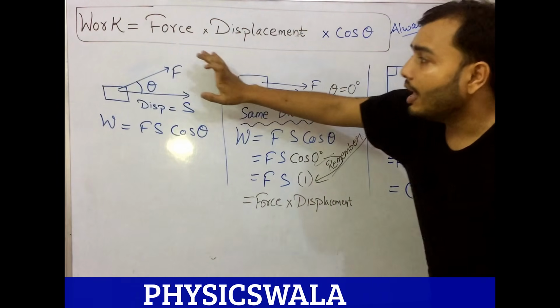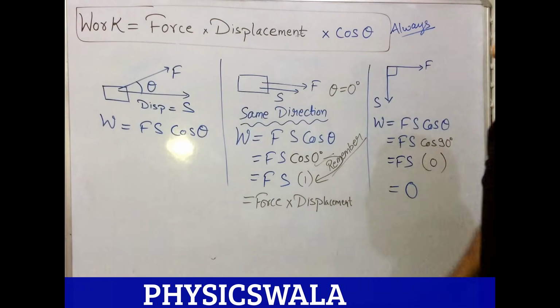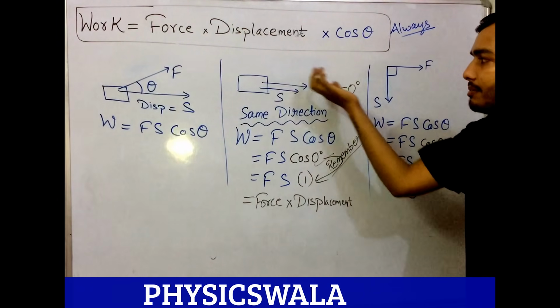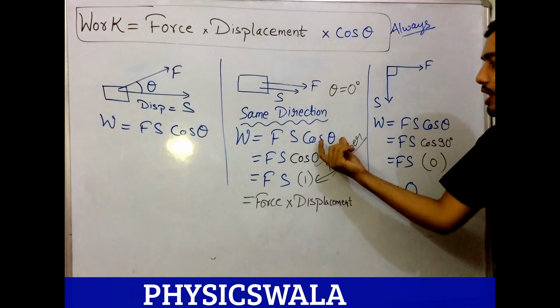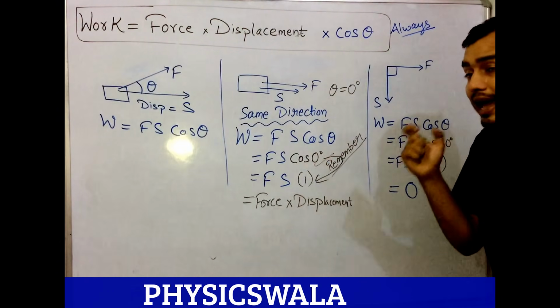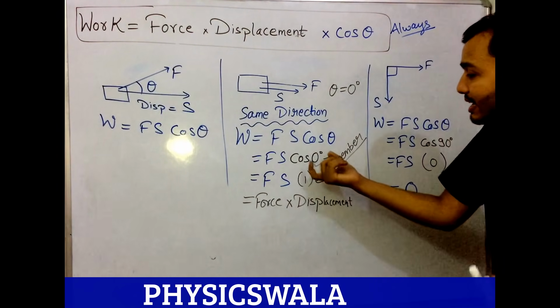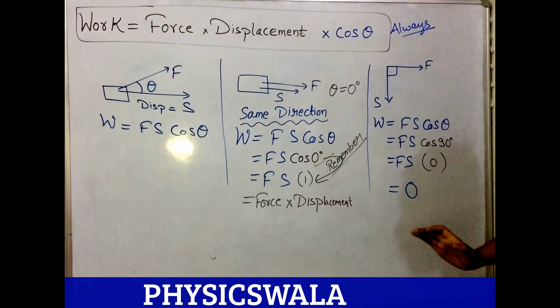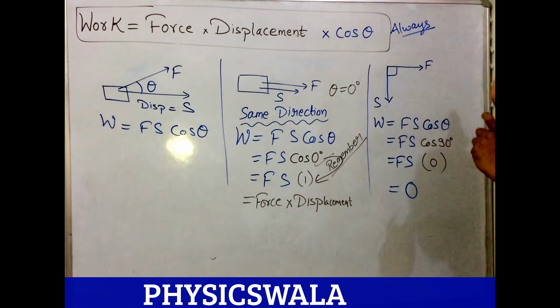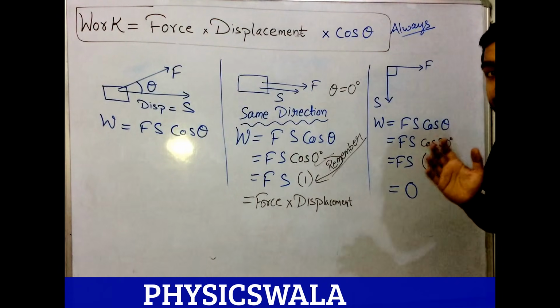What is theta? The angle between force and displacement. If they are in the same direction, the angle becomes 0, and we have cos 0, and cos 0 has value 1. So you have to remember that cos 0 has value 1. Okay, the third and very important case. Note it down, this is very important.